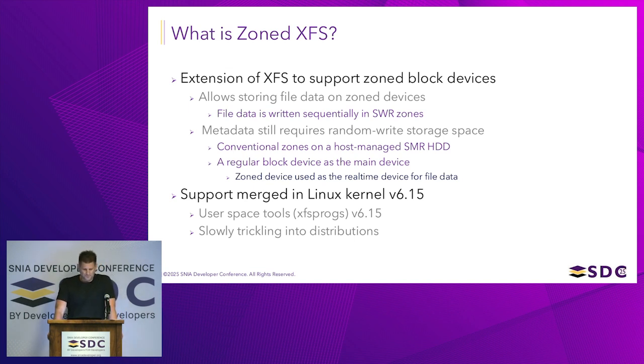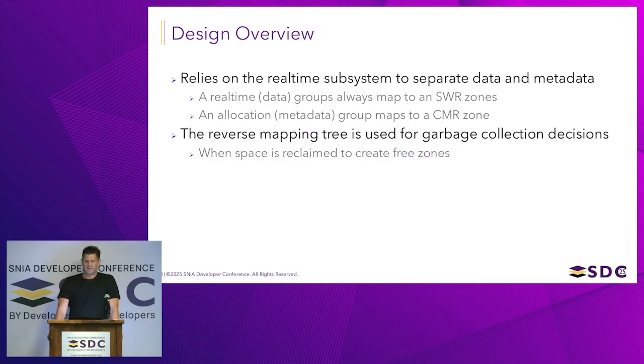And yeah, we've merged this in Linux 6.15, which was released in, I think, May, and XFS progs off about the same time. And the way we're doing it is we're using this real-time subvolume that we mentioned earlier, which stores just file data and not metadata to store file data. And we used a reverse mapping B tree for garbage collection decisions because, as you've seen earlier, you always write sequentially, which means you have to evacuate data out of it that is still there when you want to reuse free space.